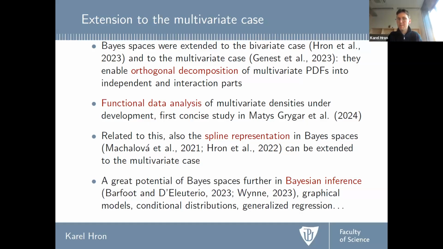There is also a great potential of Bayes spaces in Bayesian inference. I mentioned Bayesian methods at the very beginning. In fact, the operation of perturbation can also be considered as a Bayes space representation of Bayes theorem. So then the Bayes theorem is merely just a shift. Of course, a very important shift in statistics. We can also consider Bayes spaces in graphical models for modeling conditional distributions, and many other applications can also be developed.